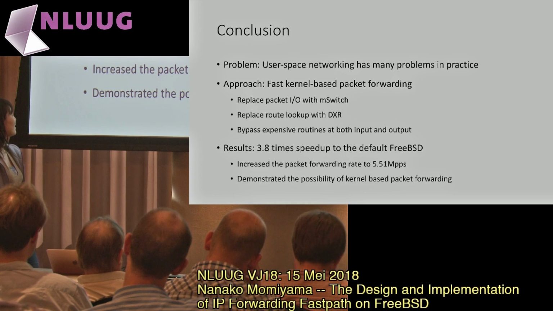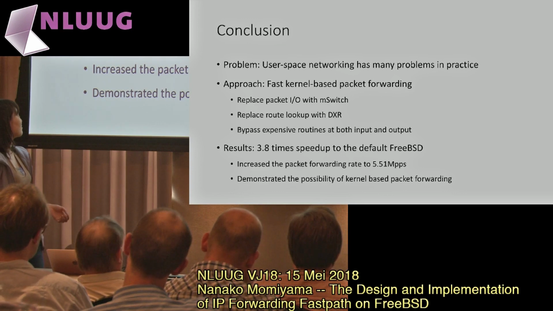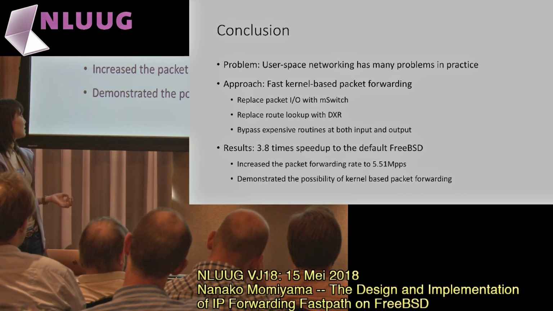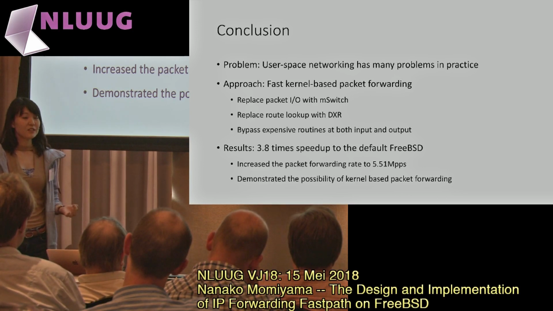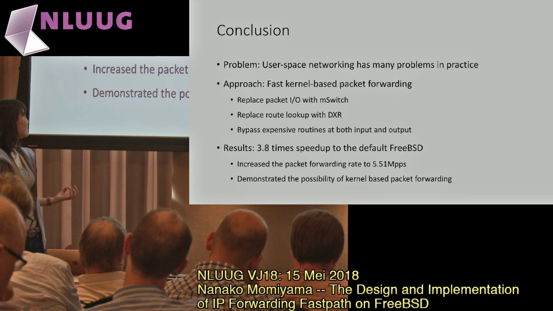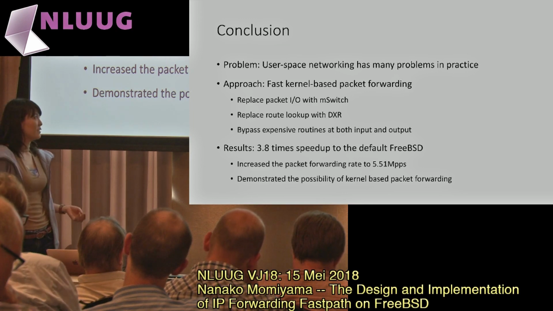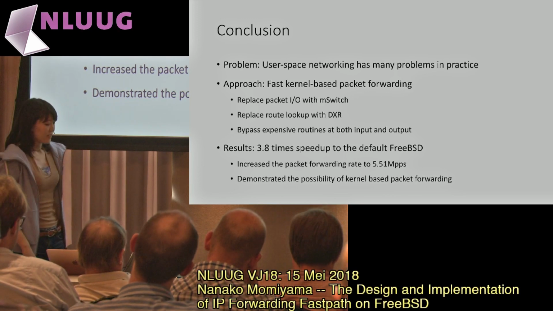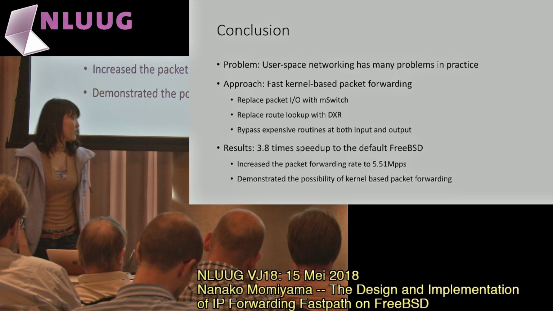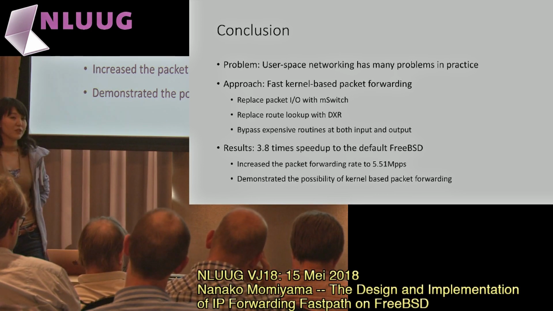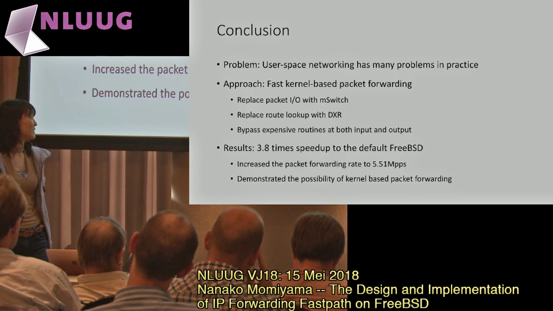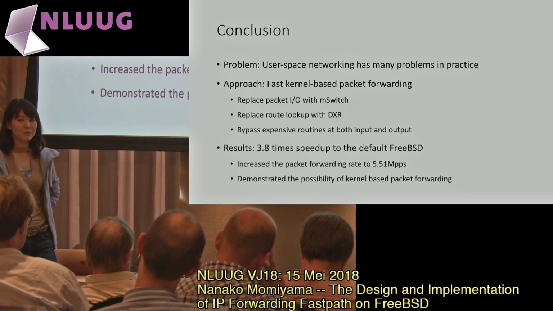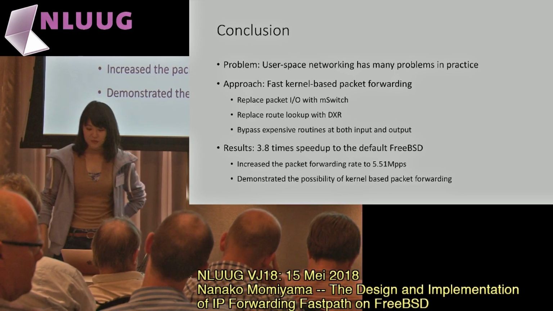And then, to achieve a further speed up, we implemented bypass functions to bypass expensive routines at both layer 2 input and output. And then finally, we reached a result of 3.8 times speed up over the default FreeBSD. And we could demonstrate the possibility of our kernel-based packet forwarding.